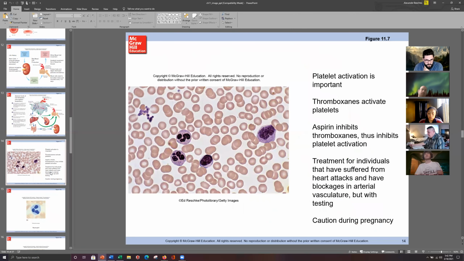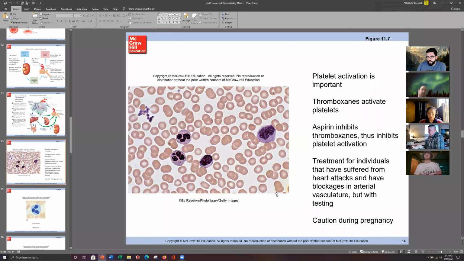Let's see. So here we've got a light micrograph of a human blood smear. We can see we've got some neutrophils and monocytes, lymphocytes that are present here. We can see some platelets over here. Then all of our little red blood cells, no nuclei in them. Pretty interesting. So I've got this little blurb here on heart attack treatment. We'll talk about this more in our next chapter as well.